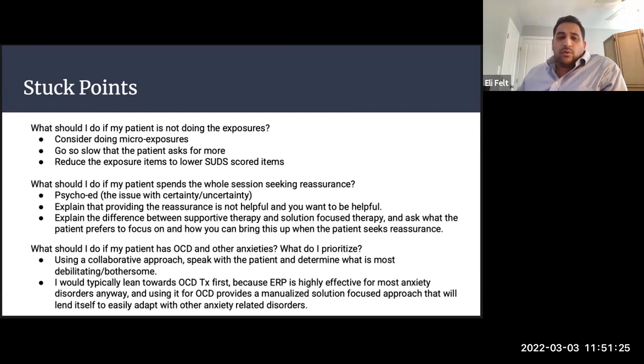Sometimes if that's not working, I'll say, listen, we can do supportive therapy, or we can do solution-focused therapy, and explain the difference between the two, the value of each. And if they're not ready for it, they may not be ready for it. And then supportive therapy might be okay. But generally they'll say, okay, I want the solution-focused therapy, and let's do it.